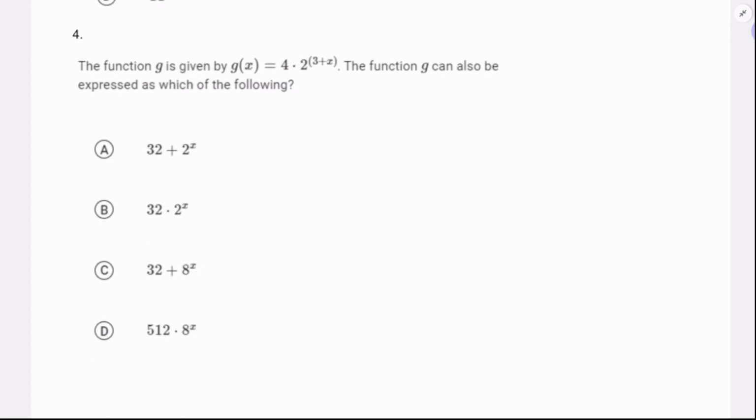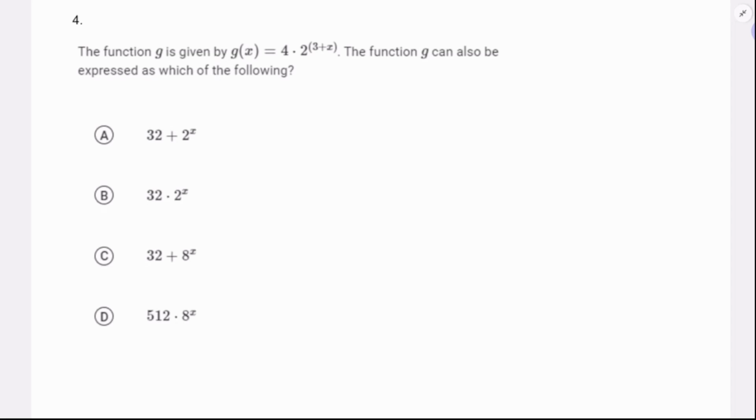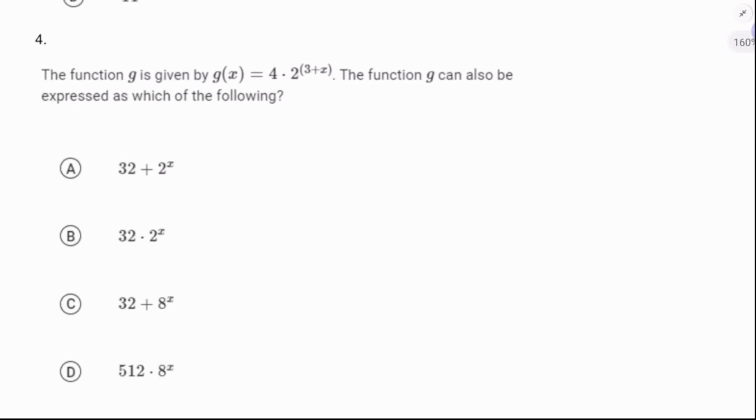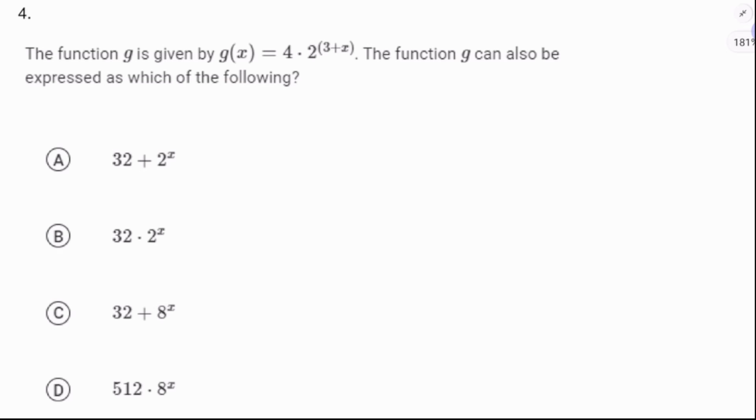All right, then number 4. g is given by 4 times 2 to the power of 3 plus x. Which of these other ways can we also express g of x? Okay, so it's been a while since we've done this, but if we say 4 times 2 to the 3 plus x, if we're adding exponents, we can look at that as a product, right? 2 to the 3 times 2 to the x would be where we would add those. And we know that 2 to the 3 is 8.